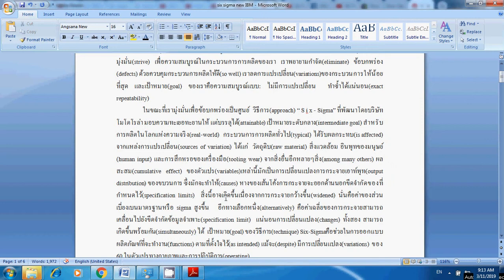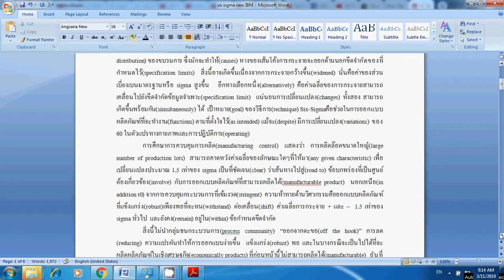This may happen because the distribution curve widens, that is, the standard deviation, the symbol sigma, is higher. Alternatively, the mean of the distribution can shift toward the specification limit, and of course both changes can happen simultaneously.